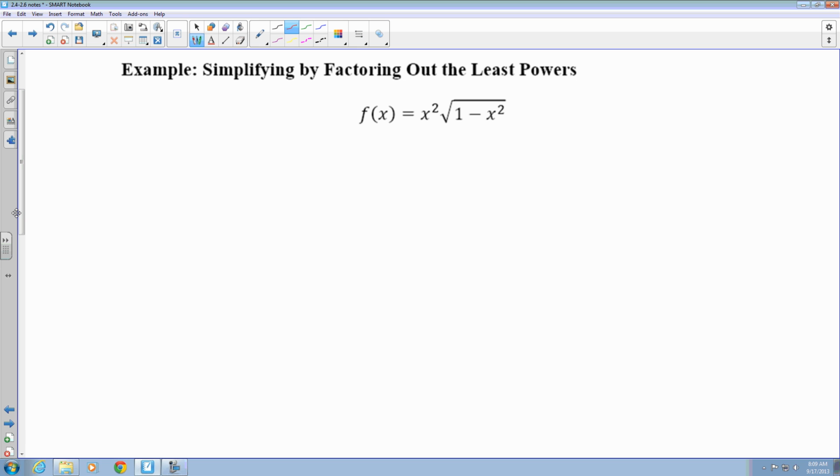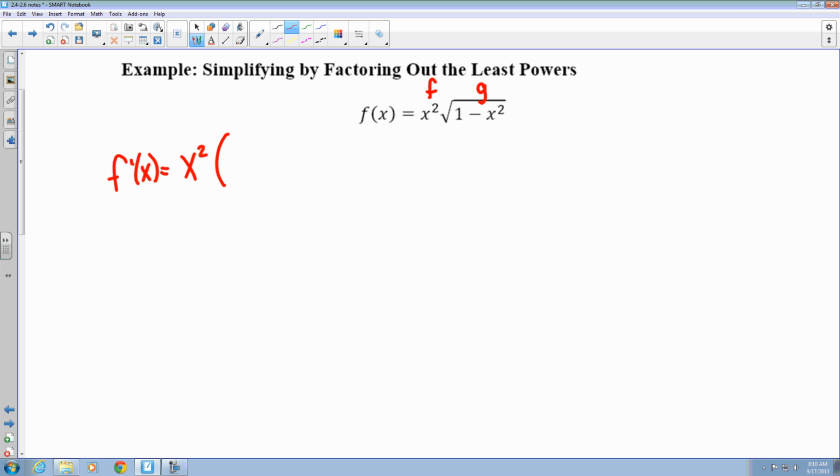Okay, simplifying by factoring out the least powers. So we have x squared times the square root of 1 minus x squared. This is going to be the product rule because we have two functions, x squared is one and the square root of 1 minus x squared is the other. So the derivative is f prime g plus f g prime. You're going to leave f alone.